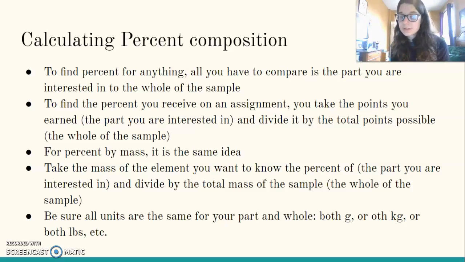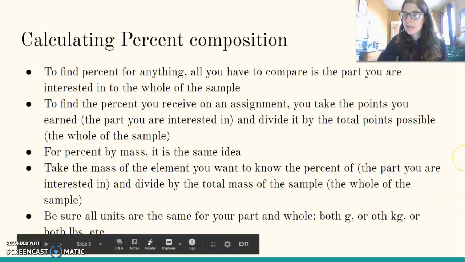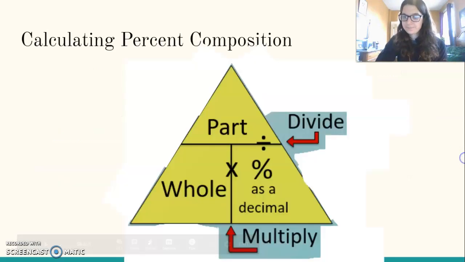So again, what you're interested in divided by the whole, and you do want to make sure that the units are the same for your part and whole. So both in grams, both in kilograms, both in grams per mole, whatever. You want to make sure that your units are both the same. That way they cancel out to give you a nice percent, because percents don't really have a unit behind them.